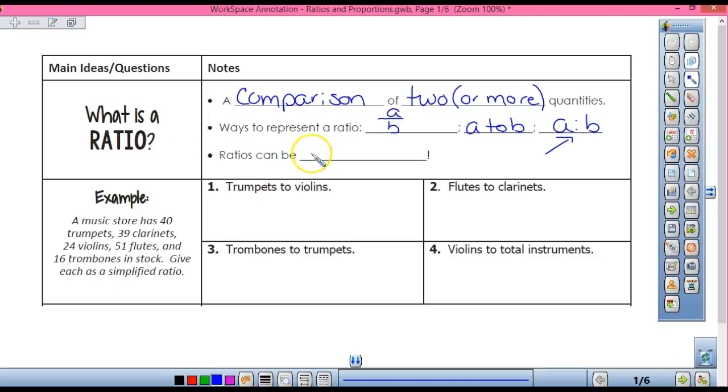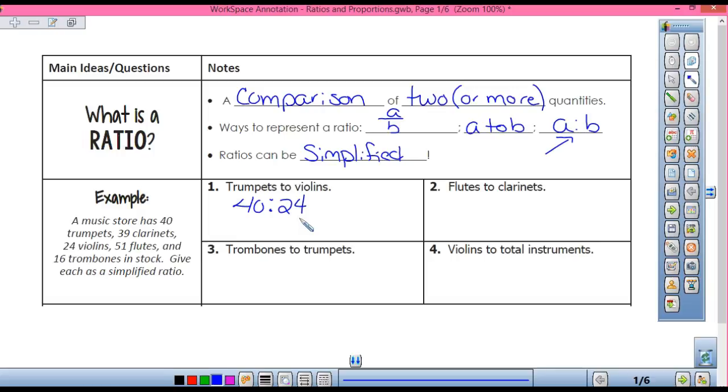Ratios need to be simplified. And what do we mean by that? Lowest terms. Over here, it tells us the music store's got a bunch of different instruments. They want the ratio of trumpets to violins. So how many trumpets are there? 40. How many violins? 24. We need to put that into lowest terms.